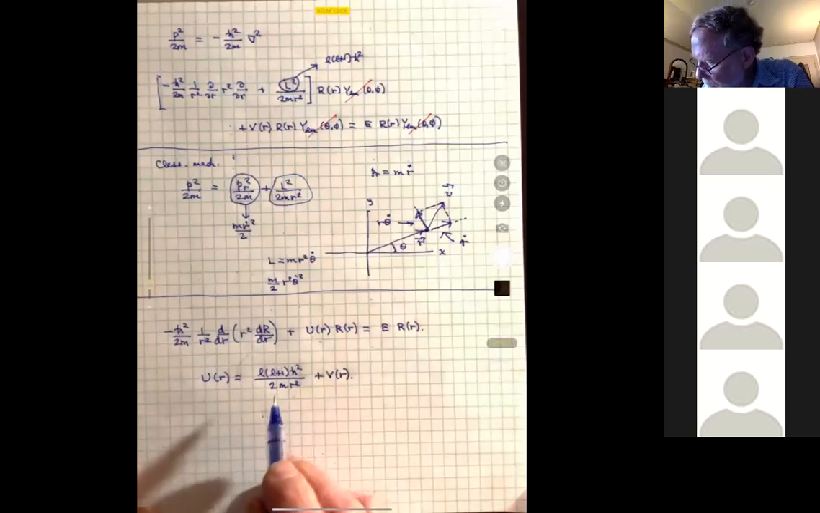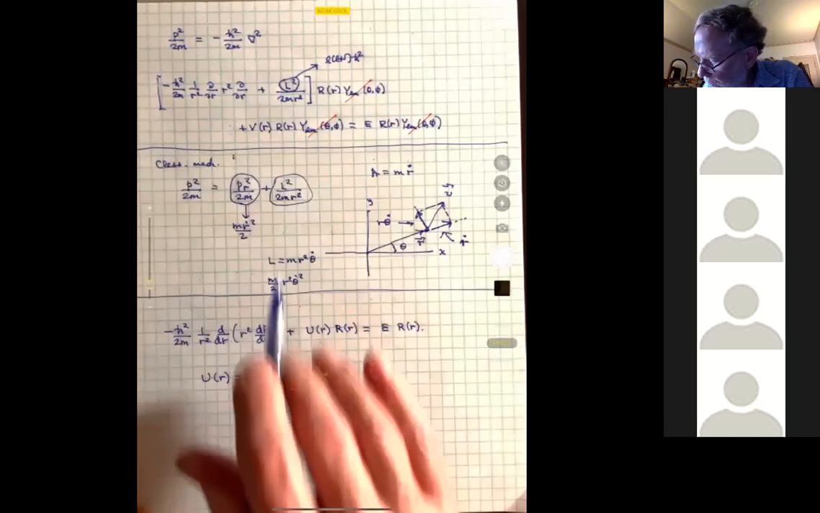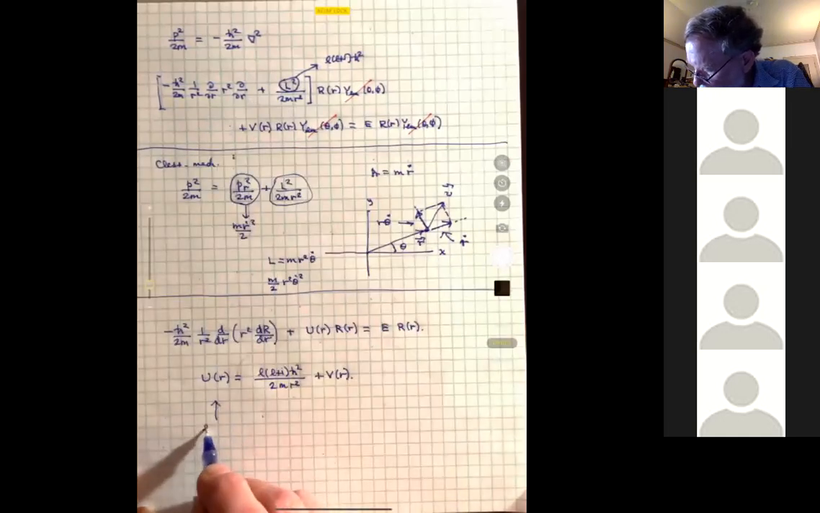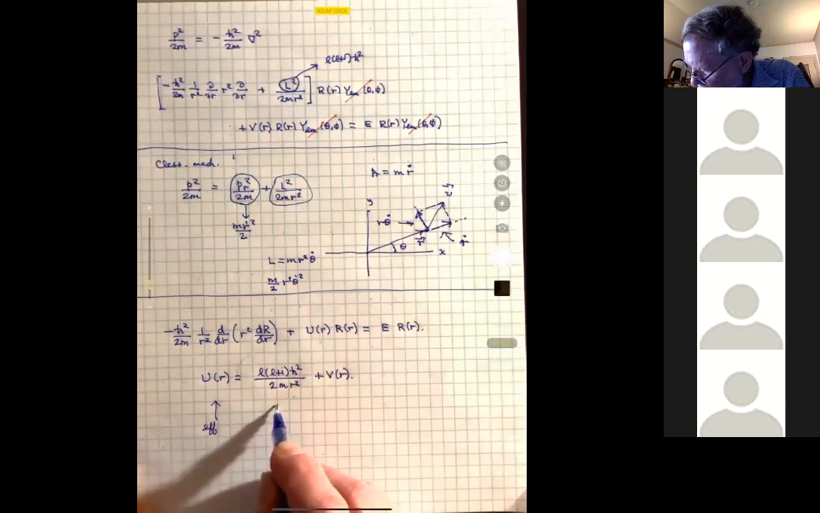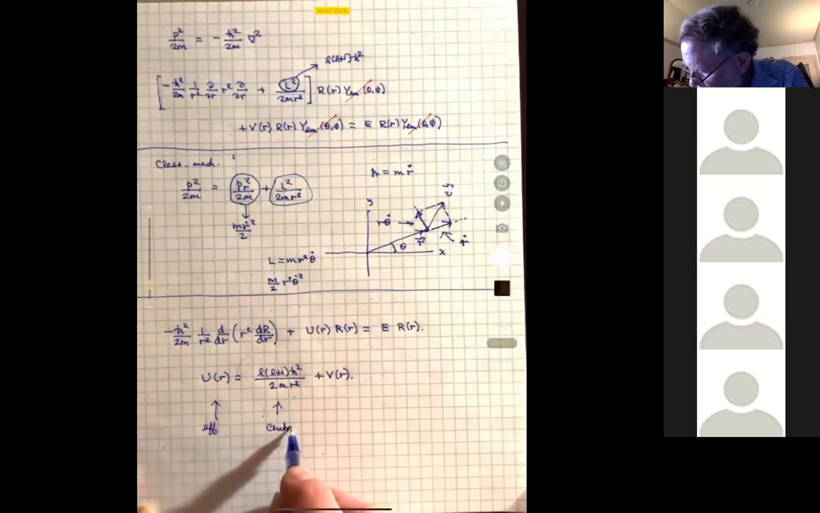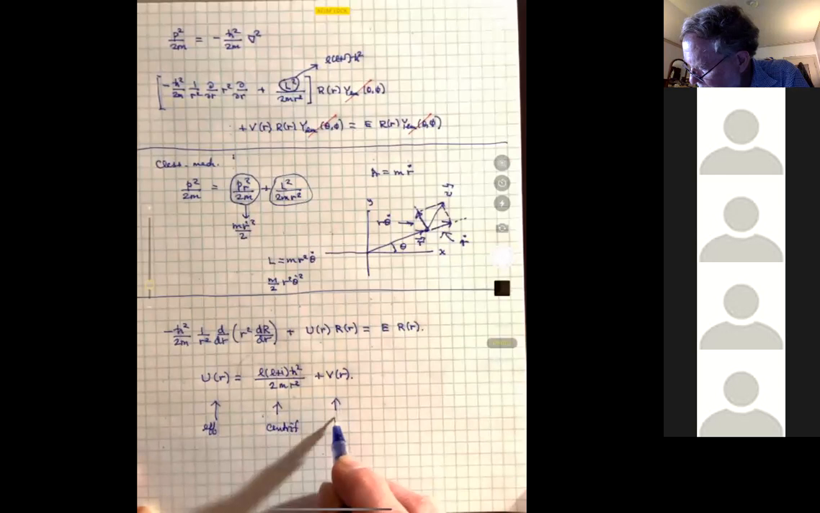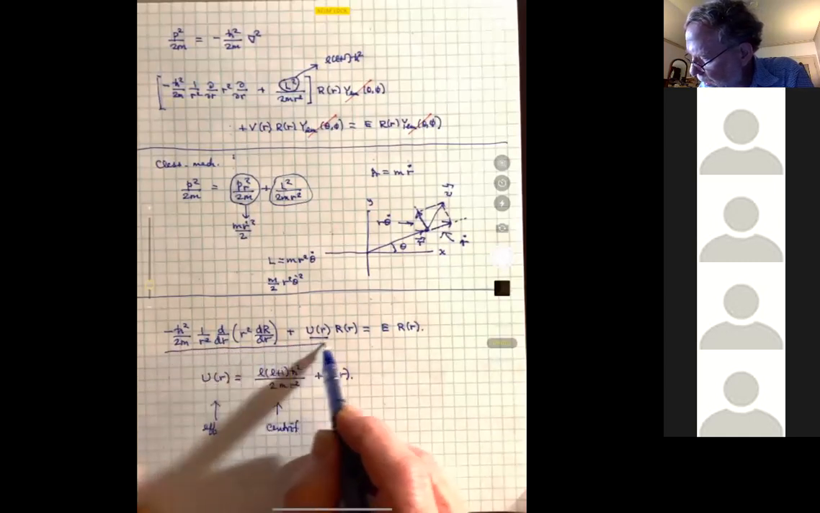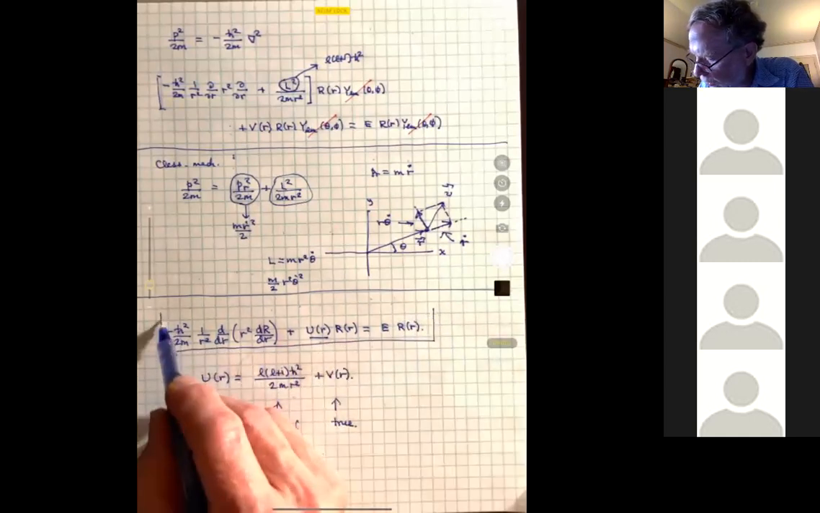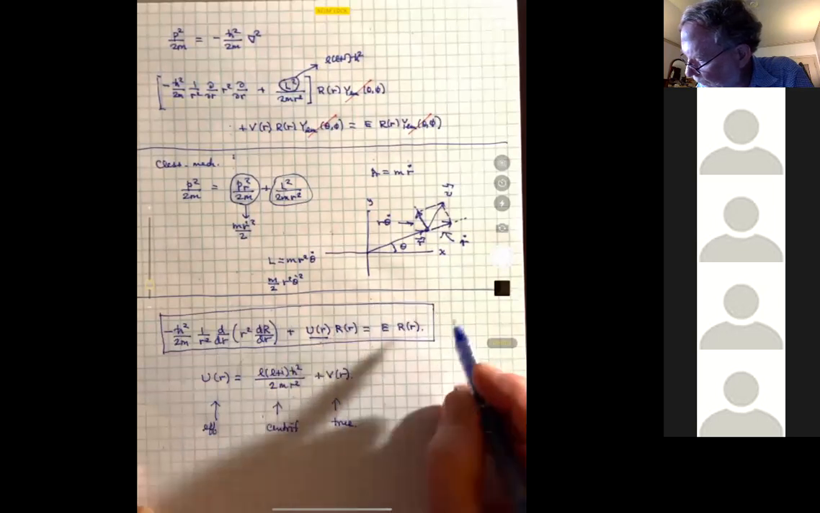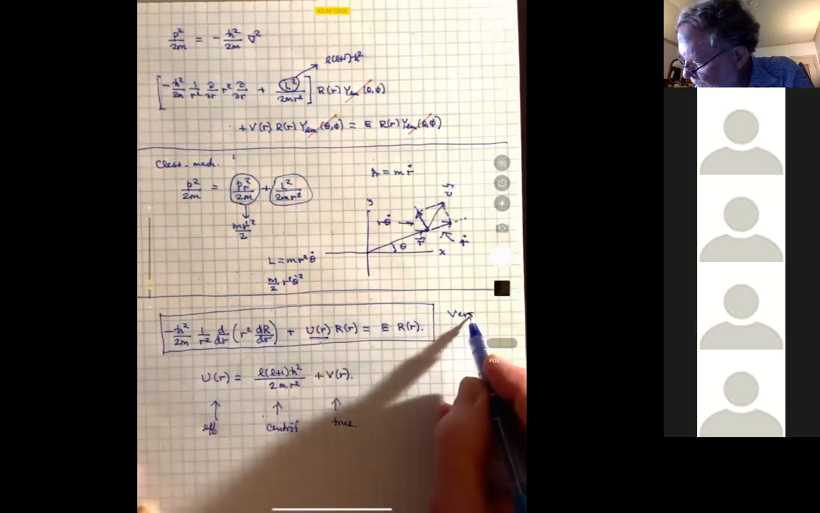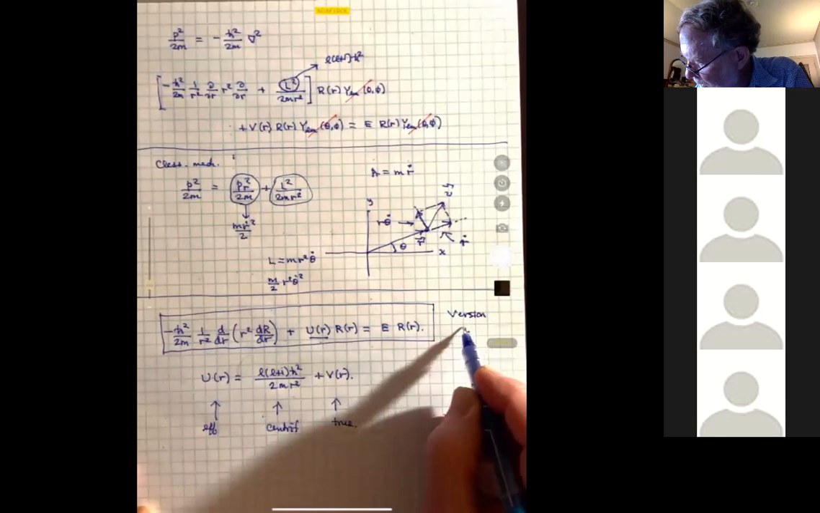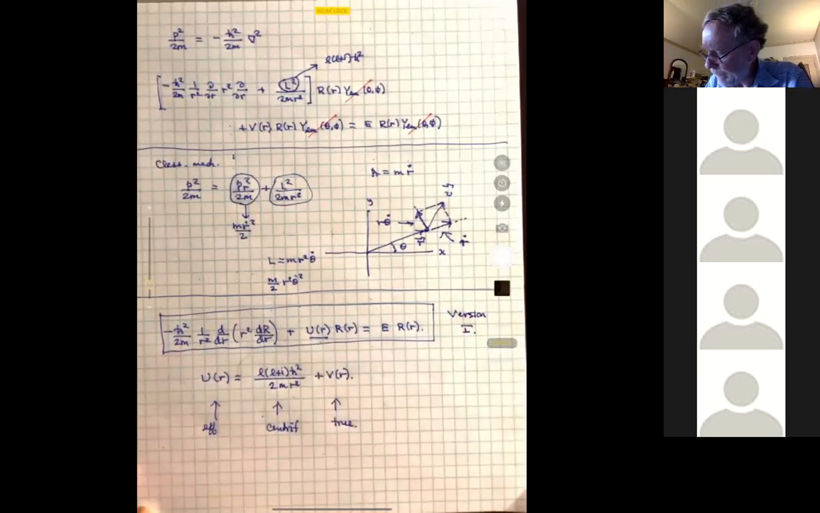So we combine this factor in with the potential. We call this the effective potential, U. We call this part the centrifugal potential. And we call this part the true potential, because that's what it is. And it's the effective potential which appears in what we call the radial Schrodinger equation. In fact, I'm going to call this version 1 of the radial Schrodinger equation. I'll give you version 2 in just a minute.